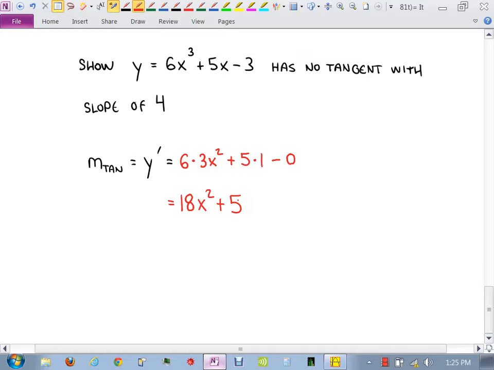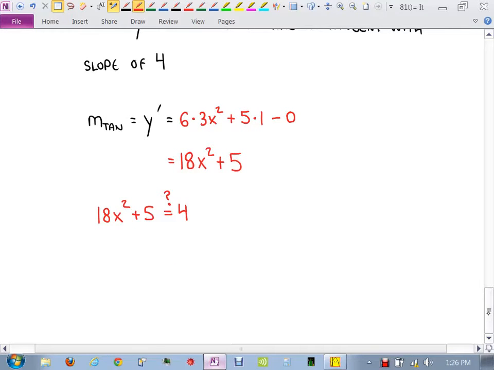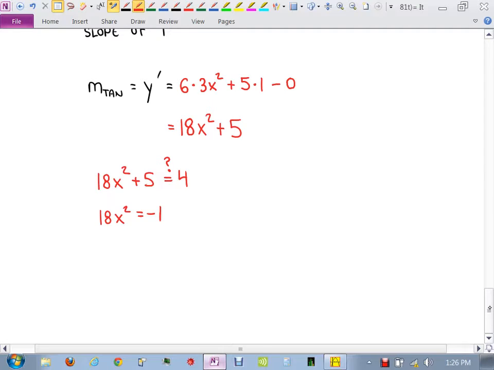That represents the slope of the tangent line. And I want to show that that's never equal to what? 4. So let me try and see if it ever is 4. I'm going to take that derivative, and I'm going to ask myself, is this ever equal to 4? It's a question I'm asking myself. So how do you solve this equation? You could subtract 5 on both sides. And I think here you can almost even stop. What's your conclusion here?